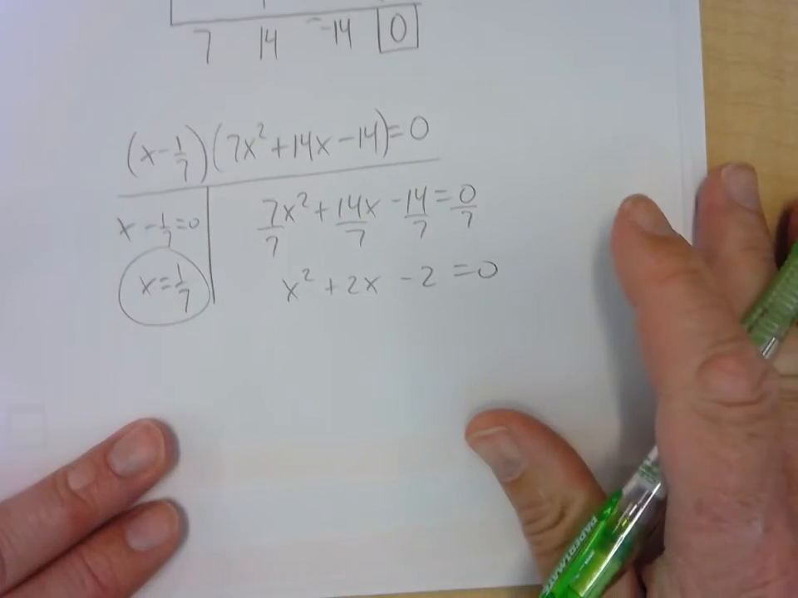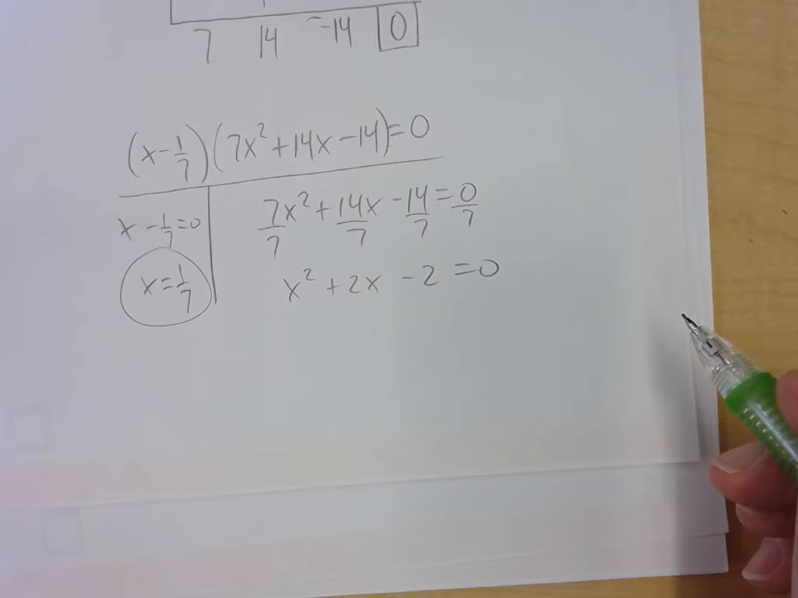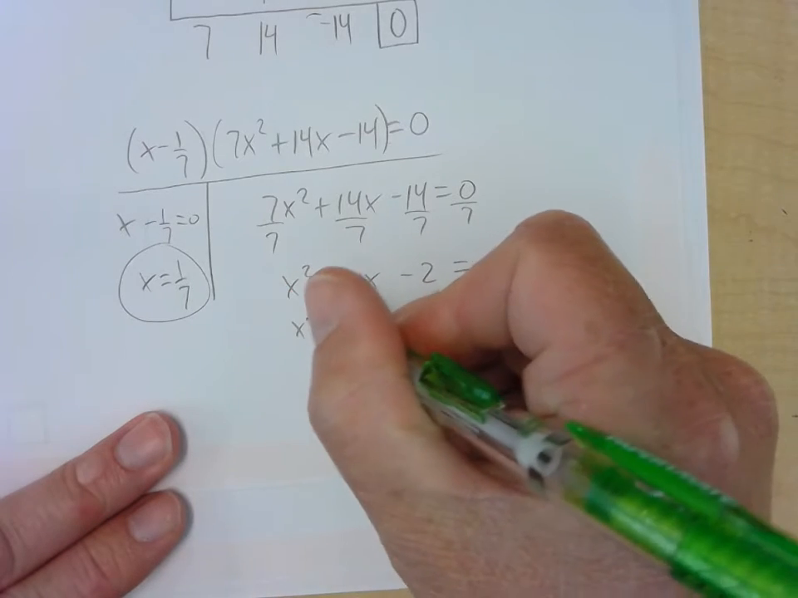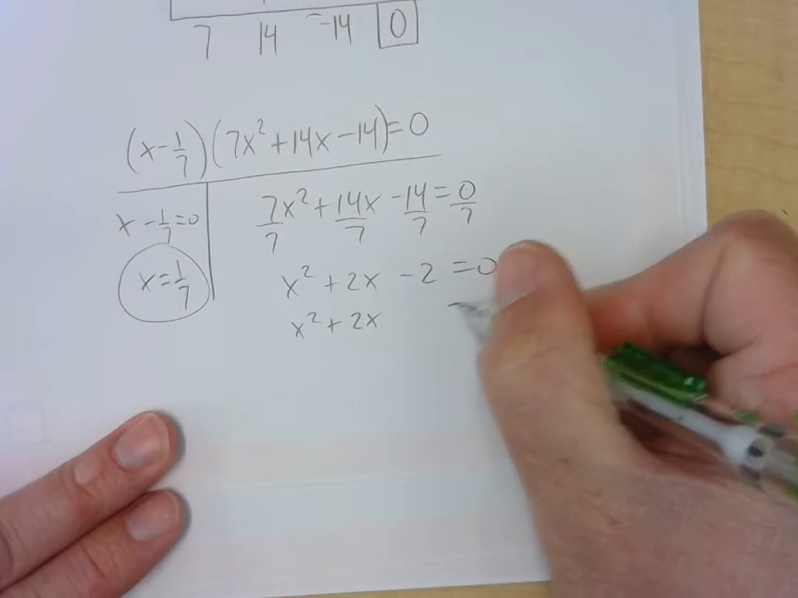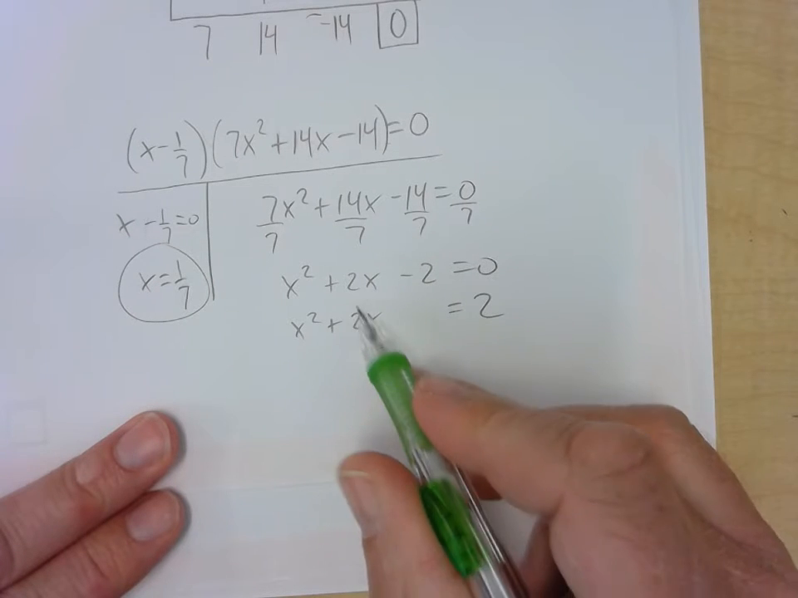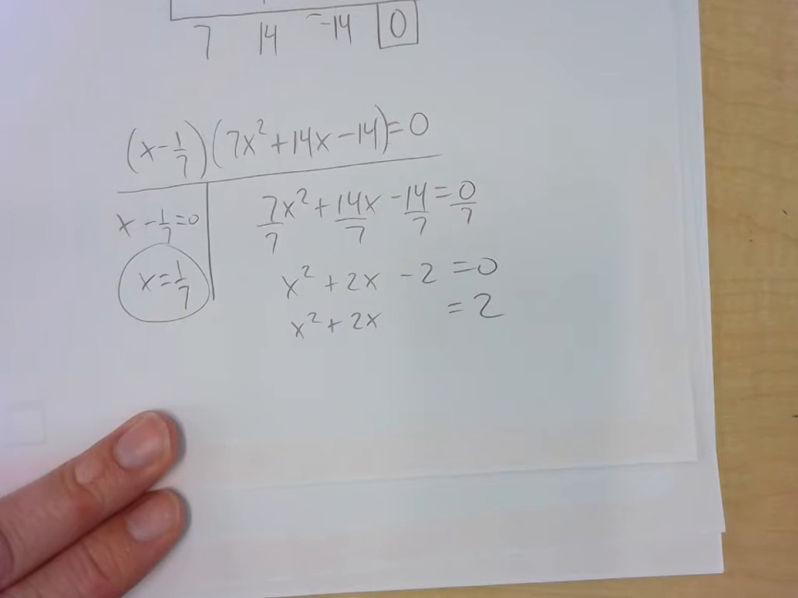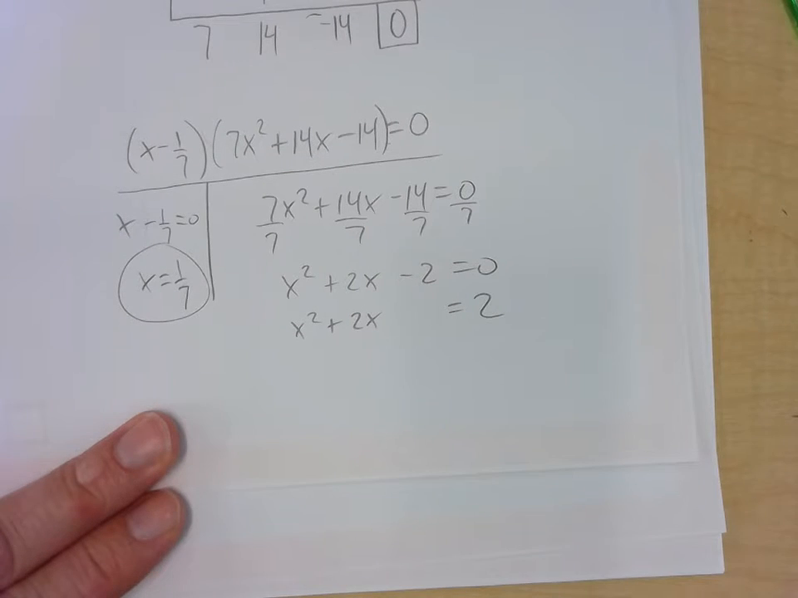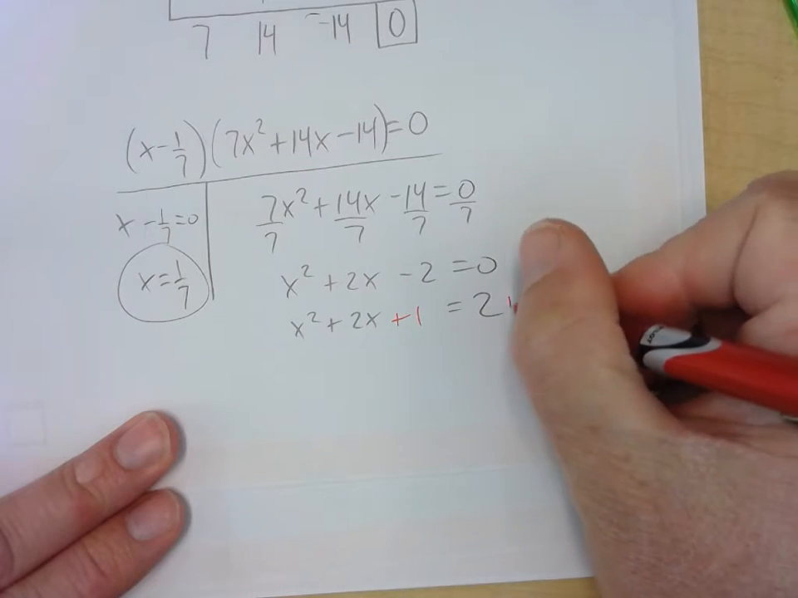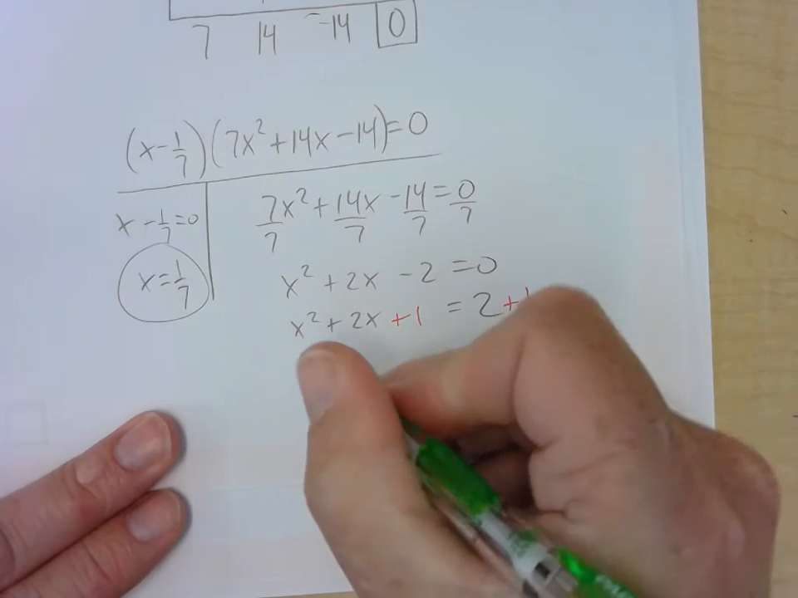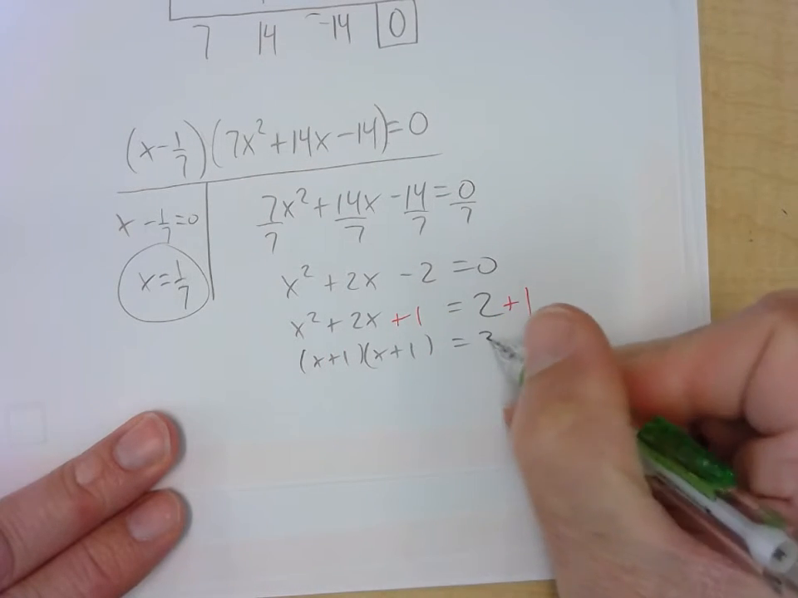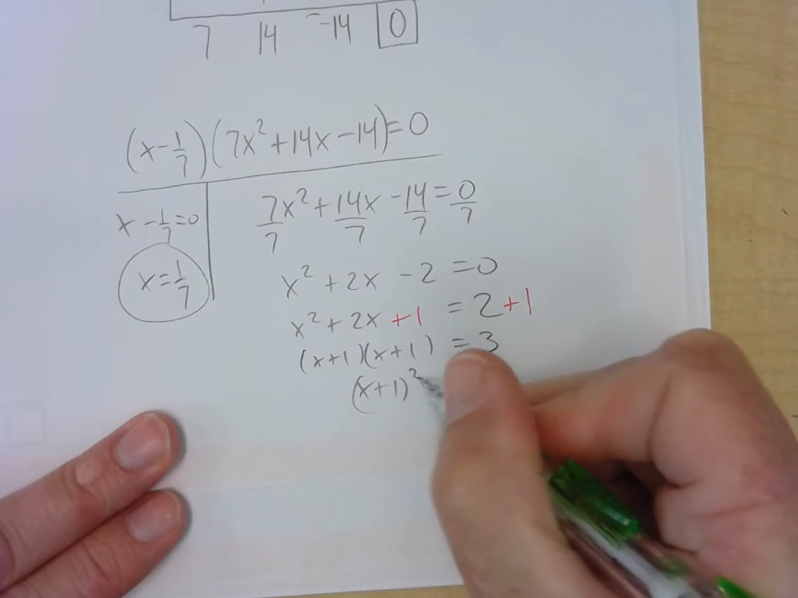Factoring would be awesome, but guess what? This doesn't factor. So I'm going to do the quadratic formula. Or I could complete the square. Heck, let's complete the square. X squared plus 2x, add the 2 over. I like completing the square on this one because when you have a 1 here and a 2 here, completing the square is awesome to do. So we're going to half the middle term's 1. 1 squared is 1. So I'm going to add 1 to one side of the equation. And I'm going to add 1 to the other side of the equation. This factors into x plus 1, and that's 3. X plus 1 quantity squared is equal to 3.